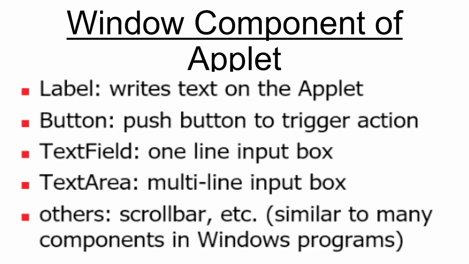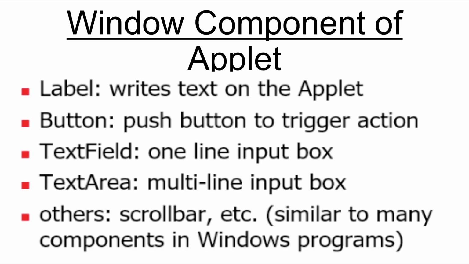So first of all, the window components of an applet. The main window components of an applet are label, button, text field, text area, and other window components are scroll bar and tabbed pane, and these are similar to many components in Windows programs. The label writes text on the applet, while a button, as you can see in this slide, is a push button to trigger an action, a text field is a one-line input box, and a text area is a multi-line input box.